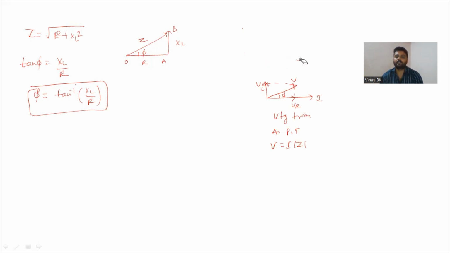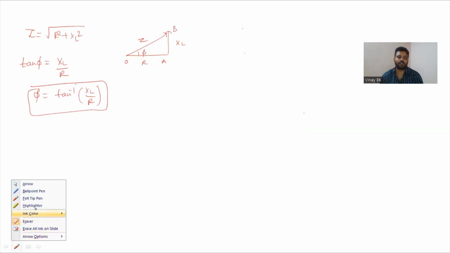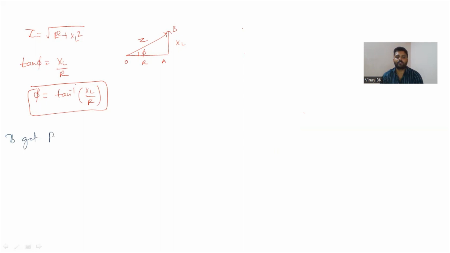Then what did they ask? They asked you to write the power consumed in an RL series circuit. To write the power consumed in an RL series circuit, first define the instantaneous value of power, which is given by small letter p, that is V into I, the instantaneous value of power.